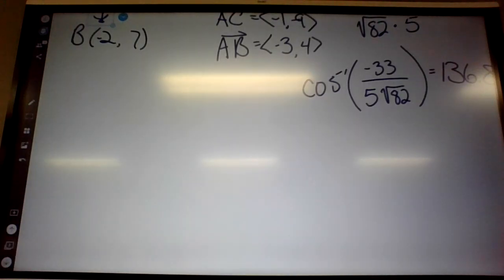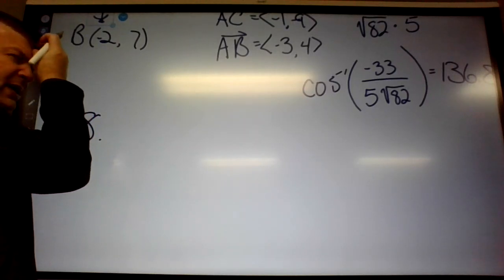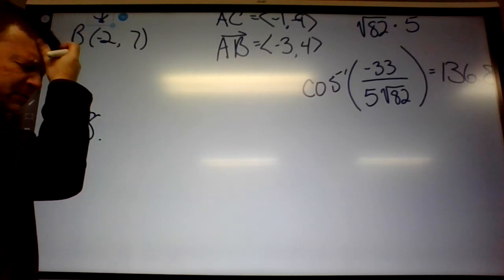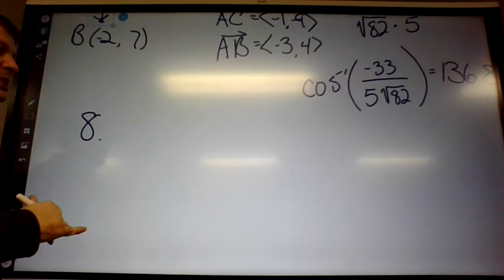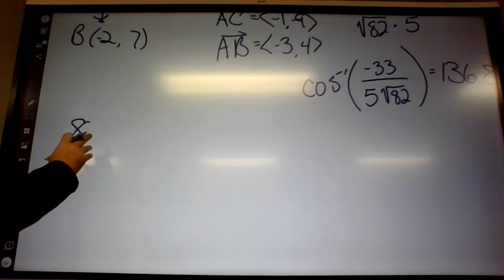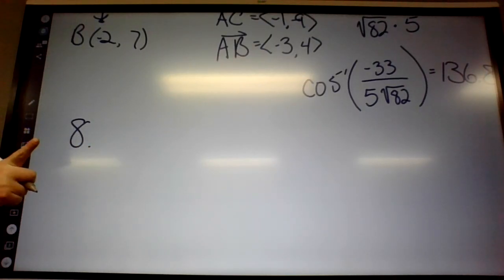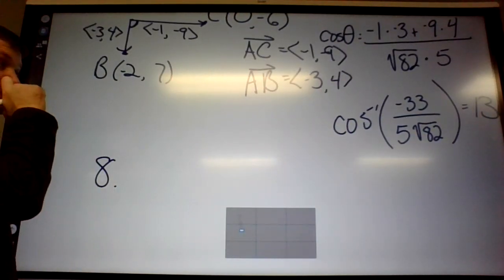Okay, number 8. These formulas on 8 I am not giving to you. One of them is the distance and the other is the midpoint. Okay, this will also be on the test. Do you guys recall what the distance formula was? When you're talking about 2 points on a graph, how did we find the distance between those 2 points?